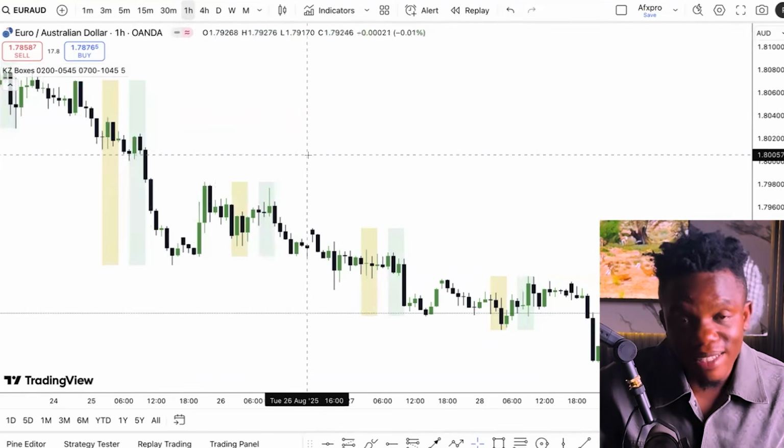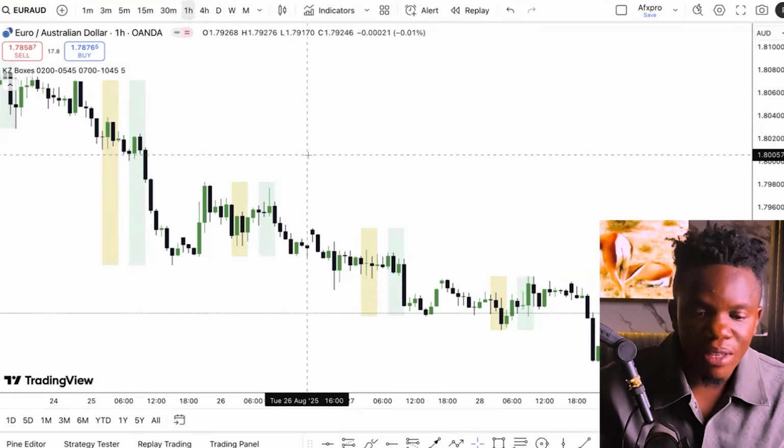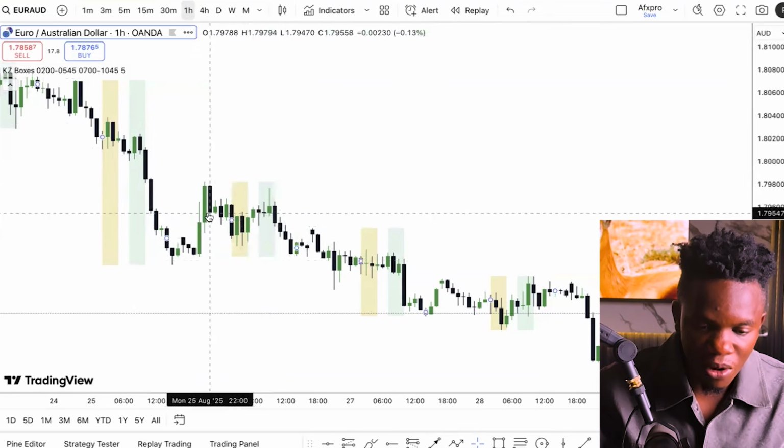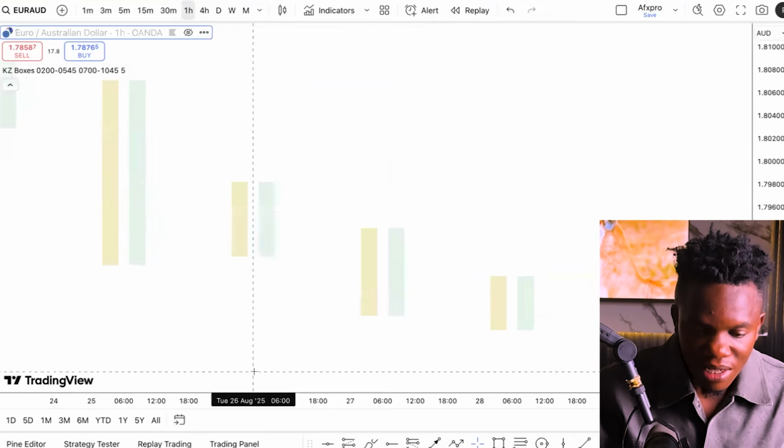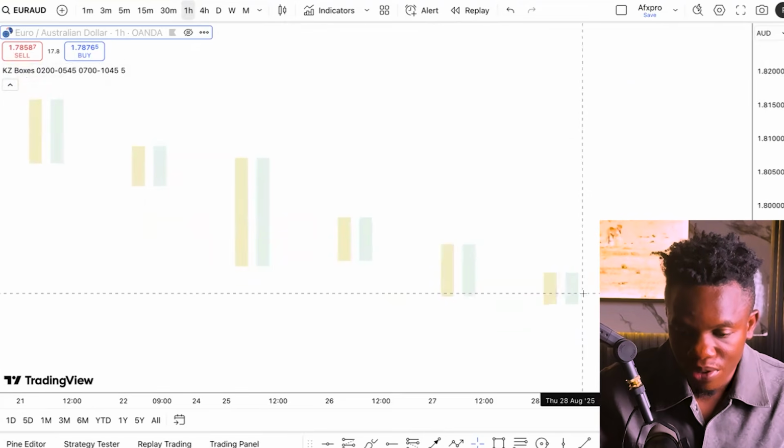So I am interested in the session of the market, because the session of the market will always show up on each trading day. If I turn off my chart right here on my screen, you will see that this shaded area is my London, New York, London, New York, London, New York.